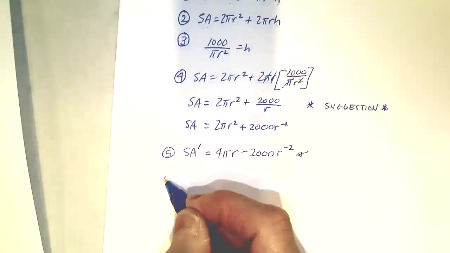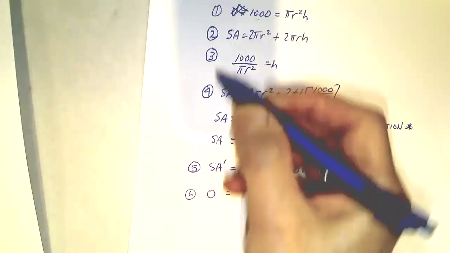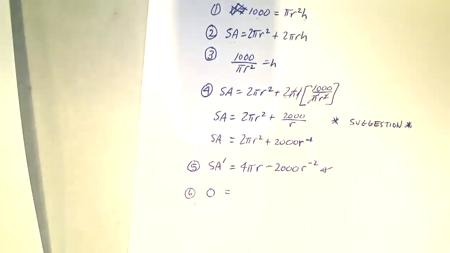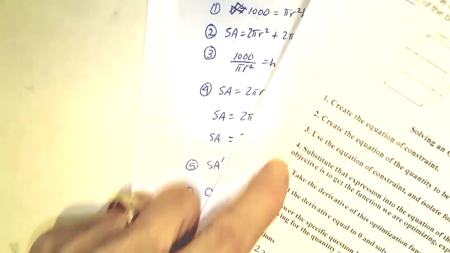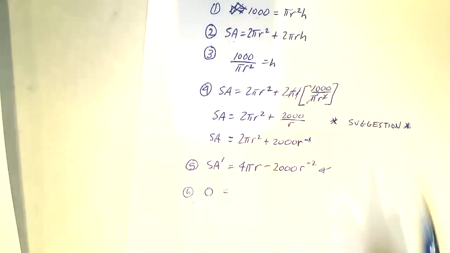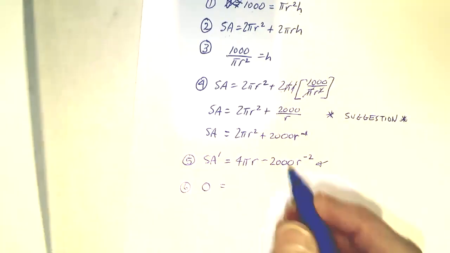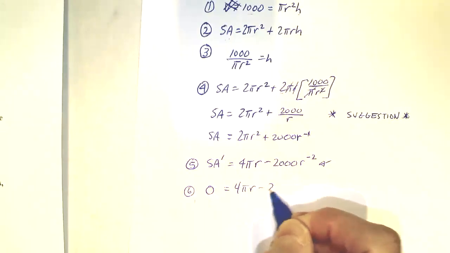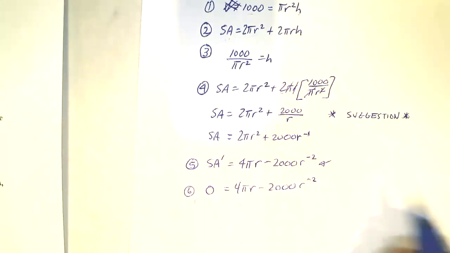So I'm going to change this, step 6, to 0. I'm numbering the steps only to show you how they correlate to these. Obviously, you don't have to number your steps. I set this to 0, and I get 4 pi r minus 2,000 r to the minus 2.